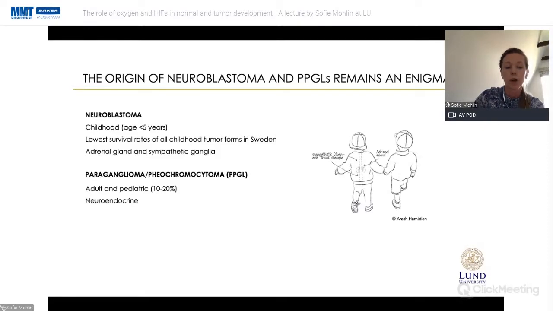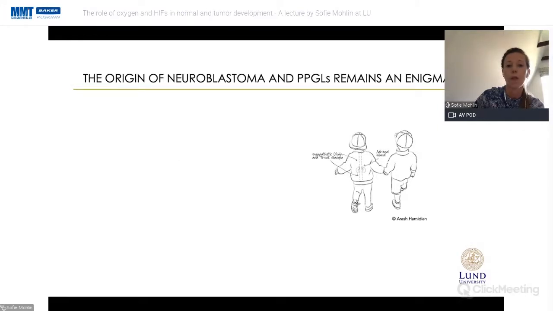These tumors are neuroendocrine tumors, which means that they arise along the sympathetic but also parasympathetic ganglia. Here too, one of the most common sites is the adrenal medulla. As I said, these arise in the sympathetic and parasympathetic ganglia from the sympathetic nervous system, and these in turn arise from the neural crest. I will shortly come back to what the neural crest is.